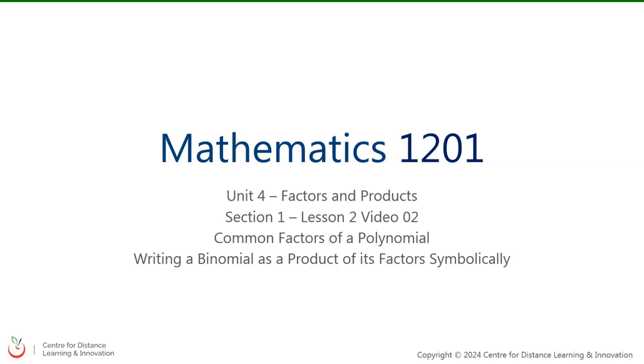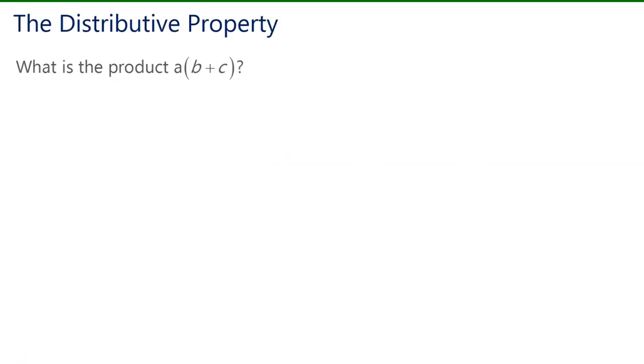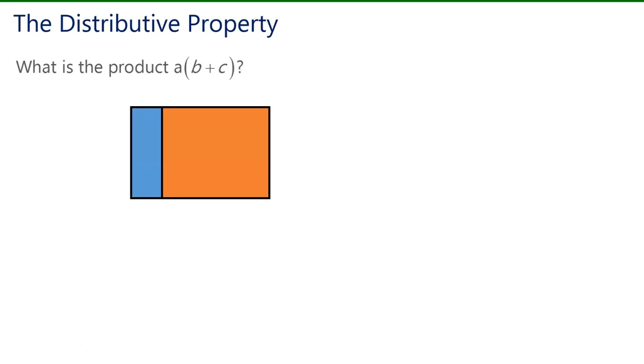In this video, we will be writing a binomial as a product of its factors symbolically. What is the product A outside of B plus C? Let's use a rectangular model made up of the blue rectangle and the orange rectangle.